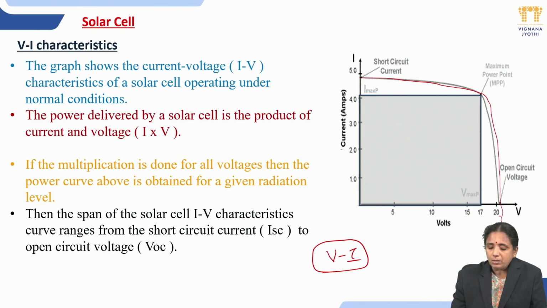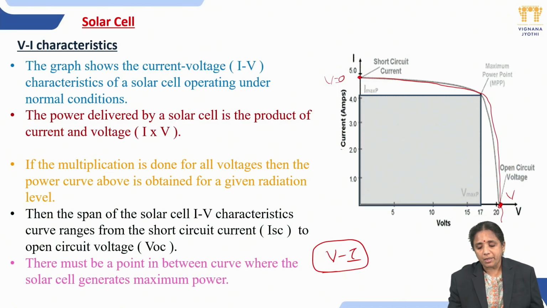So here what happens is, at each and every point when we are multiplying the I and V curve values, we are getting a power curve. The span of the IV characteristics ranges over here. Here this is called the short circuit current, the current where it has a maximum value at V equal to 0. And it is called the open circuit voltage where the current is minimum and the voltage is maximum. So we will define them as the short circuit current and open circuit voltage.